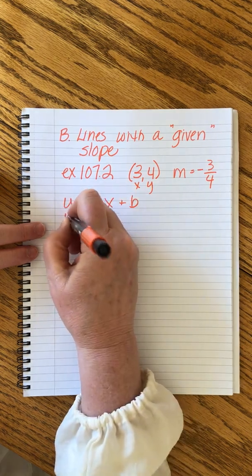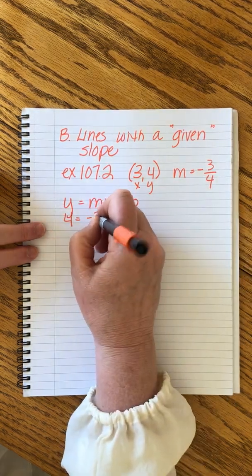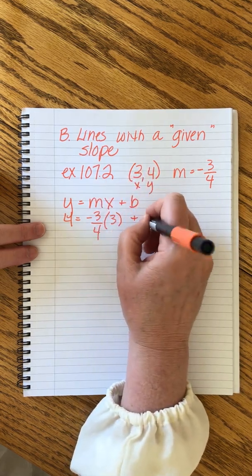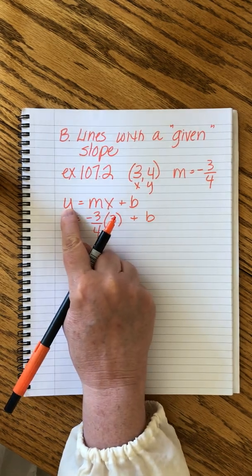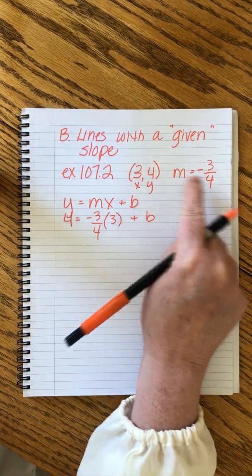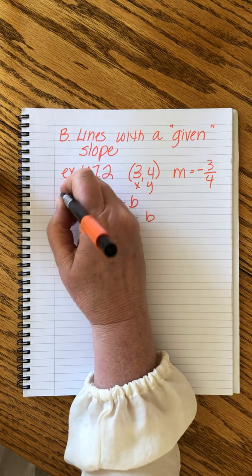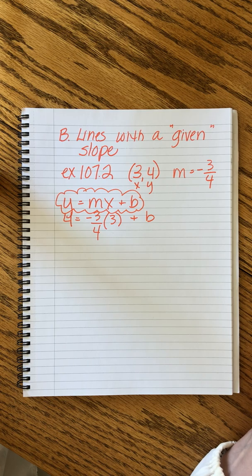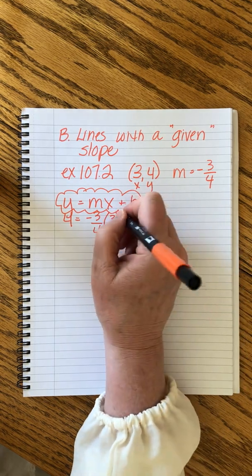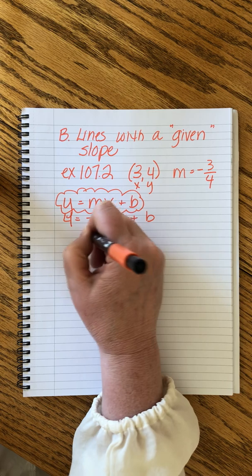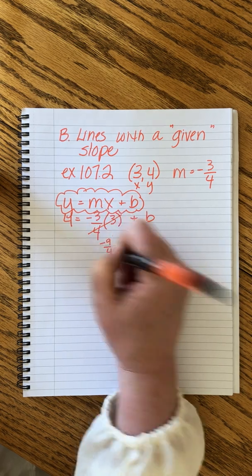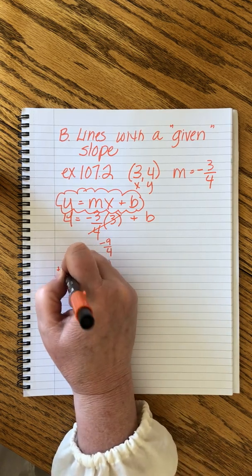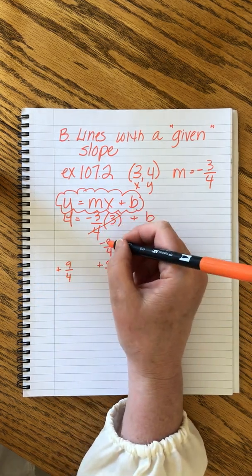We say 4 equals minus 3 over 4 times x, which is 3, plus b. See? We just plug it in again. Y, m, and x. Y, m, and x. This is one of the weirder lessons where the second part is easier than the first part. Now all we need to do is clean up the math. This becomes minus 9 over 4, right? So we have to add 9 over 4 to both sides. Right? Minus 3 times 3 is negative 9 over 4.